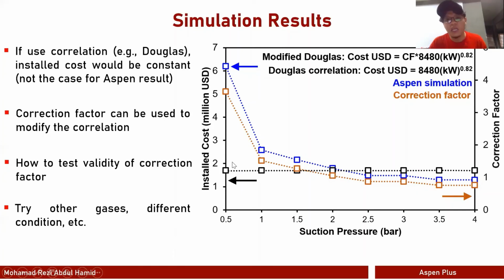Now you may ask me, maybe this is just valid for nitrogen only. So how to check? You can check these correction factors by using other gases, other suction pressures, or maybe other temperatures, other conditions as well. After you have done that and applied the correction factors, maybe things would work out better, or become more accurate. So I think that's pretty much it from me. I have nothing else to talk about.